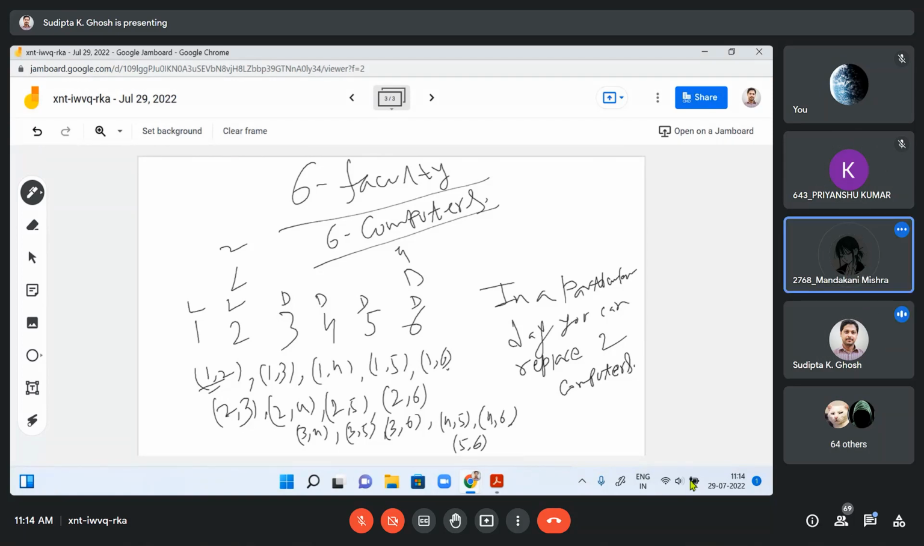So 15. That's why they have written there are 15 likely possible cases. So if I give a set here, each point right now becomes a sample point, correct? Yes, sir. Each point becomes a sample point, and the total set becomes my sample space.